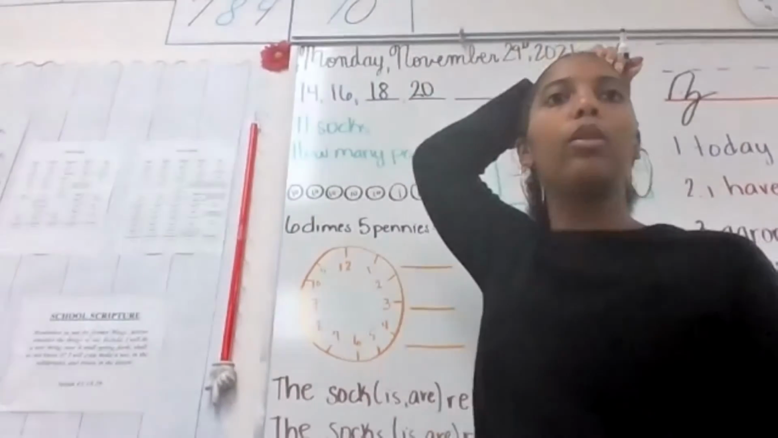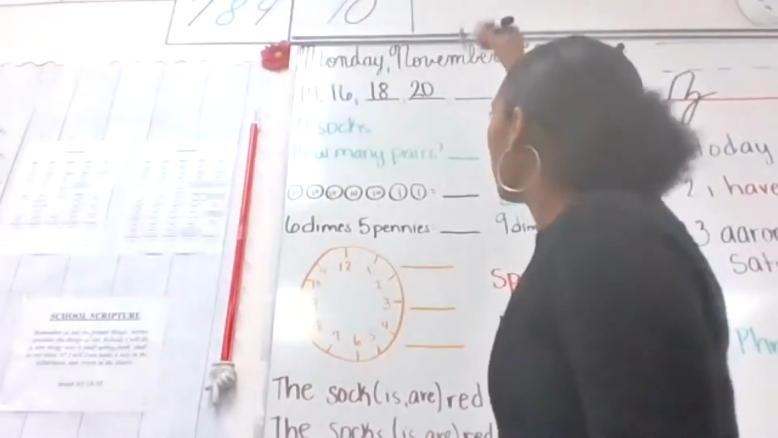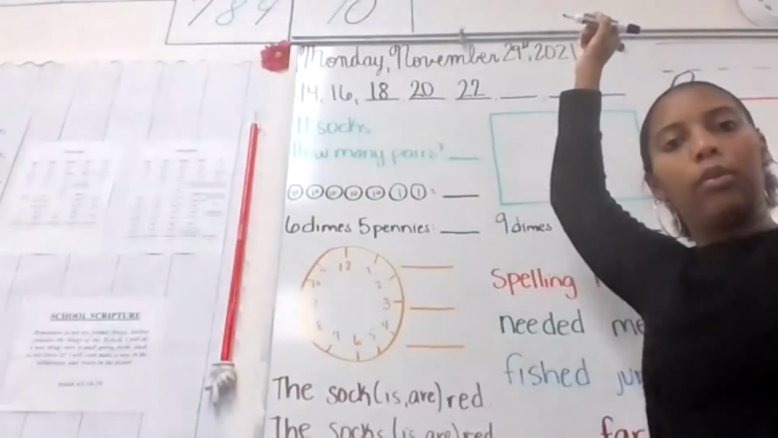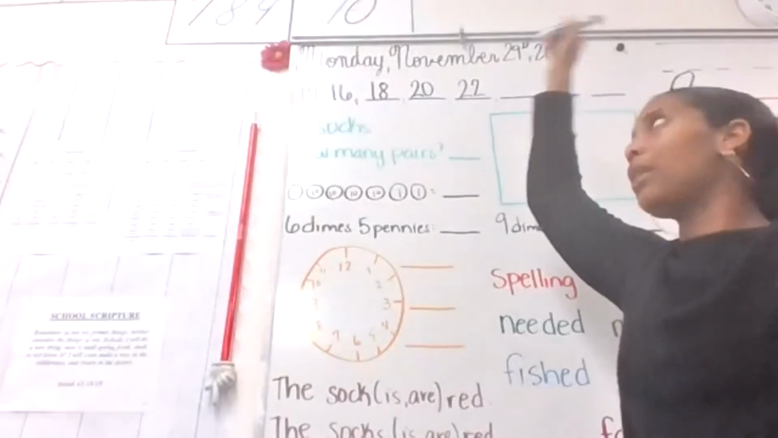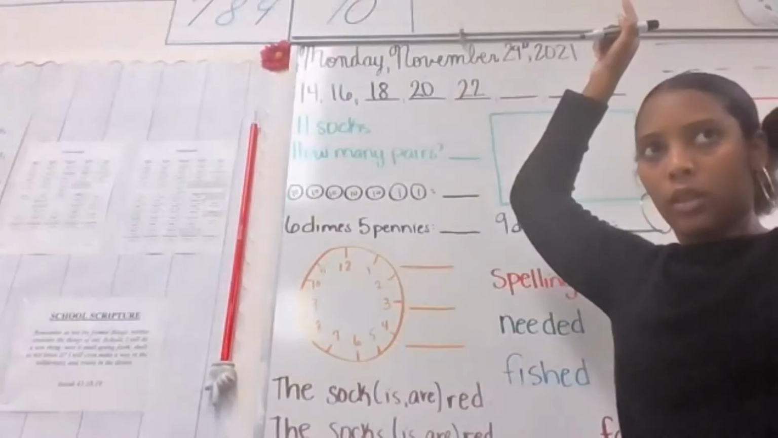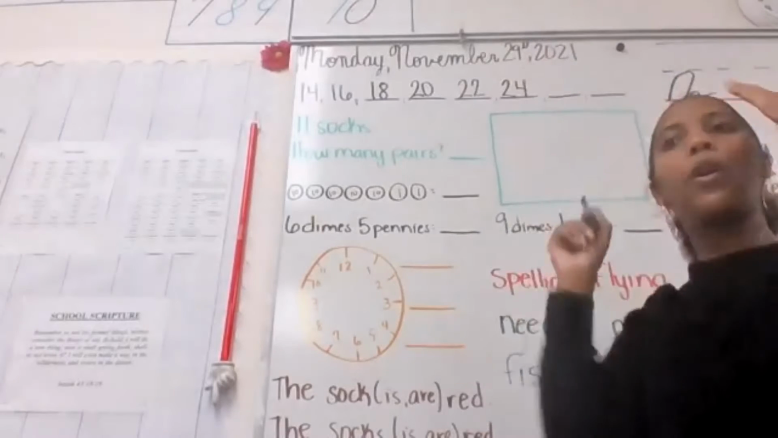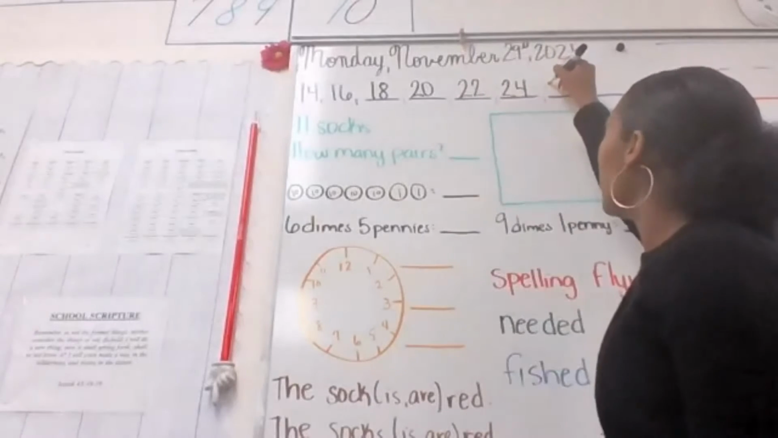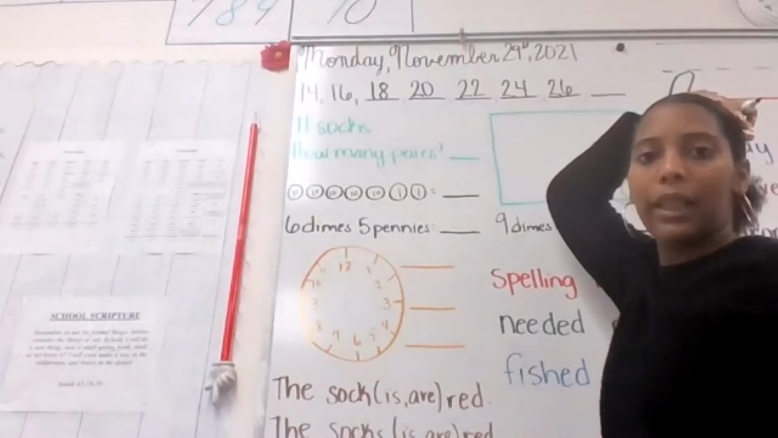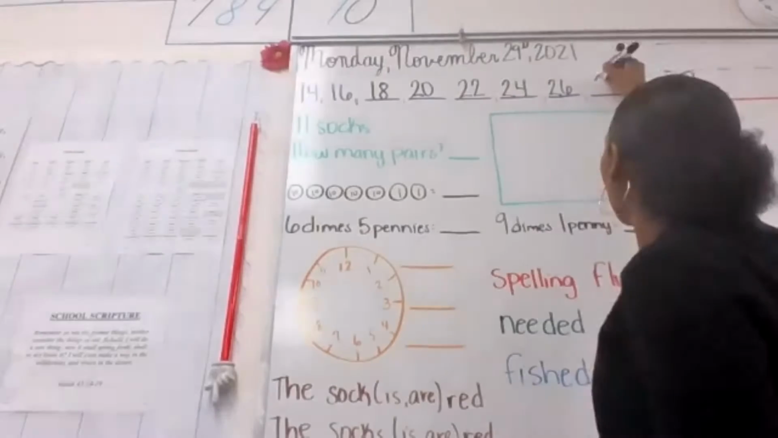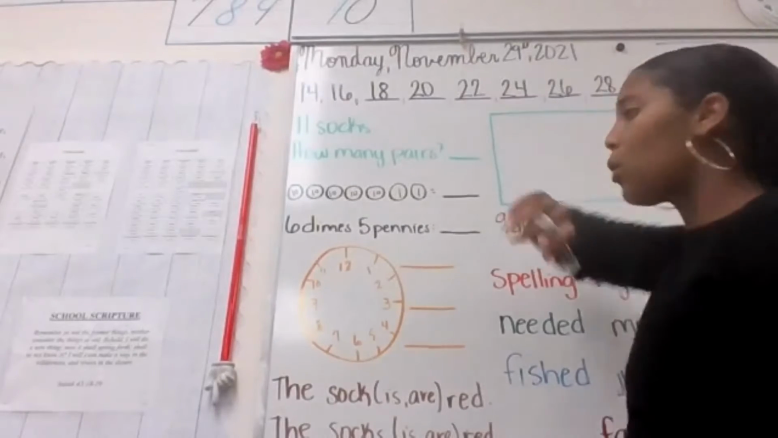After 20, I go to 22. After 22, not 23, it's 2 more. 24, 26, and then I'll finish with which one? 28. All right, let's count by twos all the way to 28.